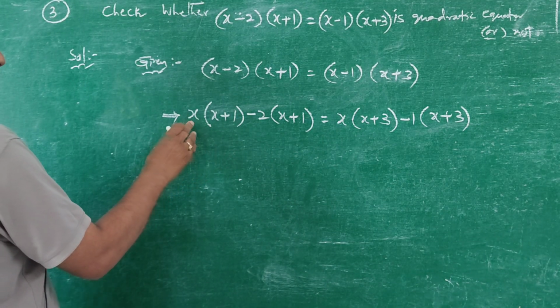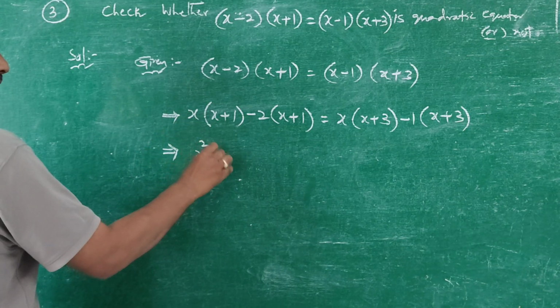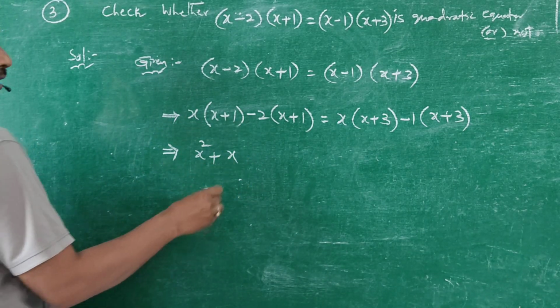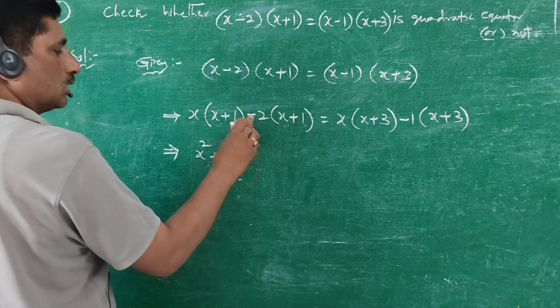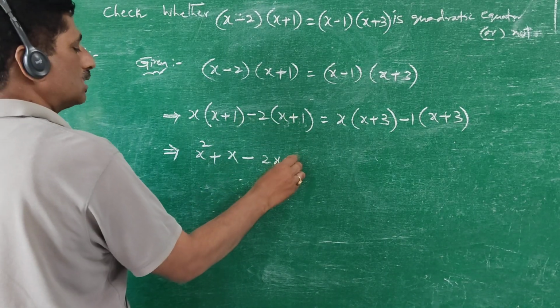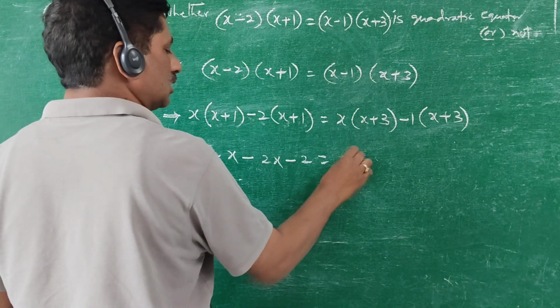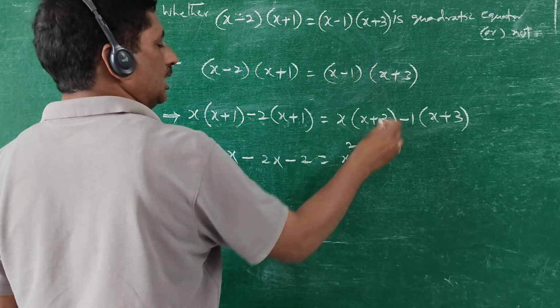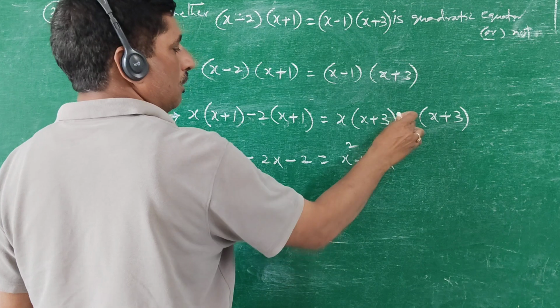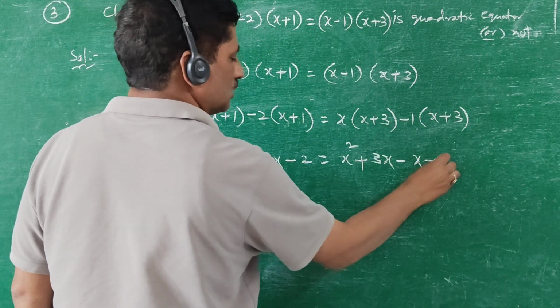Next I have to multiply these two terms with x: x into x square plus x into 1x. And multiply these two terms with minus 2: minus 2 into x is minus 2x, minus 2 into plus 1 is minus 2. That is equals to x into x square plus x into 3x, minus 1 into x, minus 1 into plus 3.